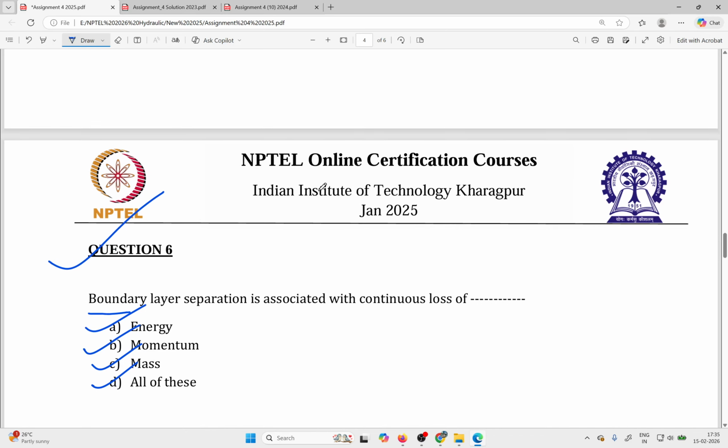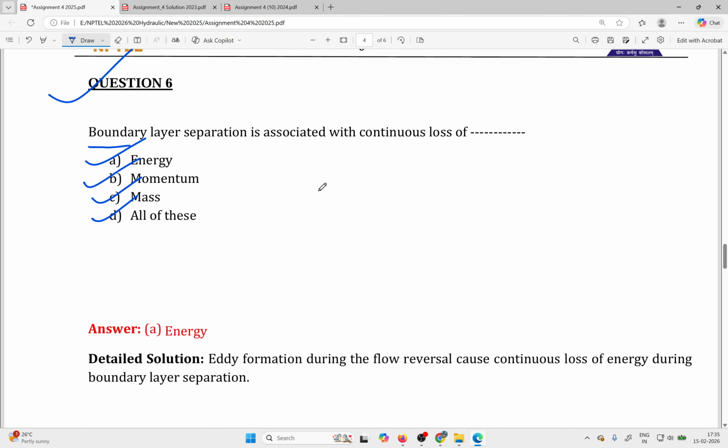Let me just show you. The correct option is energy only. Why? The eddy formation during the flow reversal causes continuous loss of energy during boundary layer separation. What I was discussing, I was relating boundary layer separation with energy, that is the Bernoulli equation, which is based on conservation of energy. So the momentum and mass are not lost, only energy is lost due to the eddy formation.